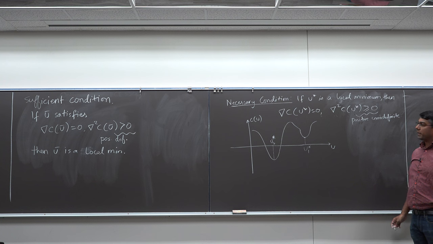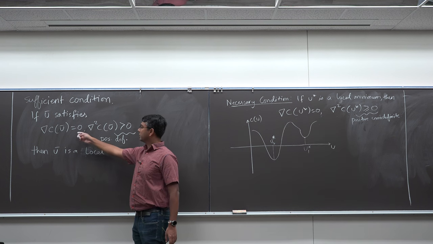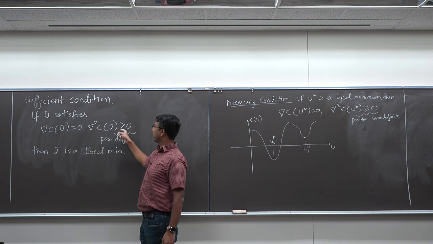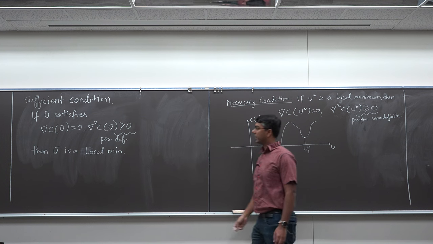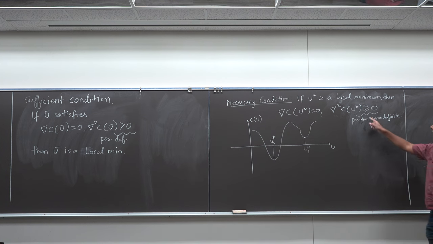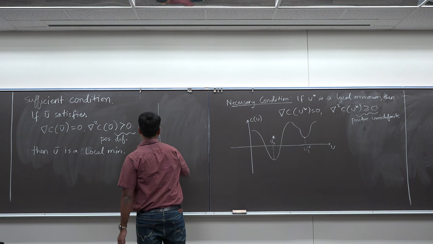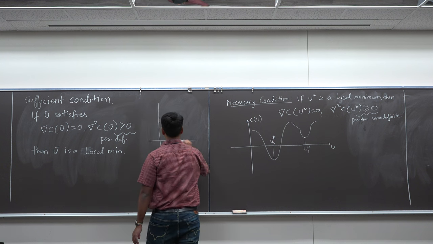So in order to certify whether a point is indeed a local minimum or not, we need to prove that the first derivative vanishes and the second derivative is actually a positive definite matrix. Then we know for sure it's a local minimum. But if the second derivative is just positive semi-definite, we can't really say anything about whether it's a local minimum or not.